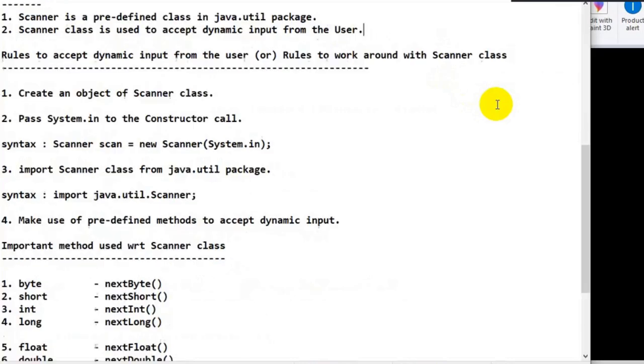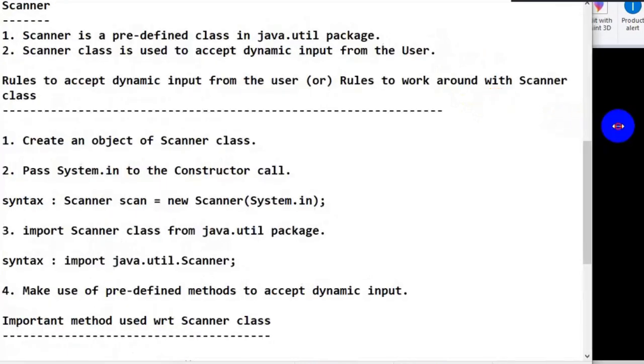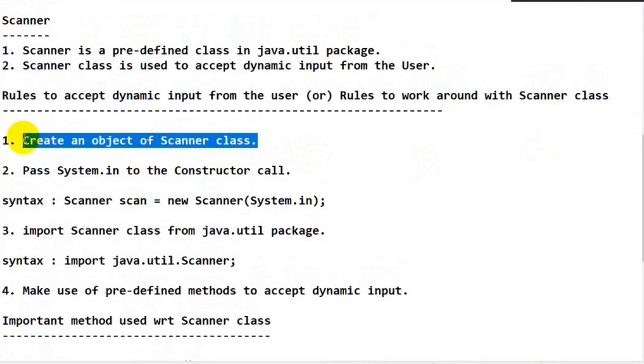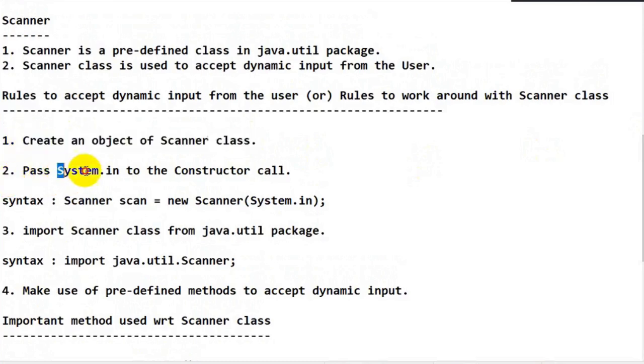Now, sir, what are the rules in order to accept dynamic input? Rule number one is we have to create an object of the Scanner class. After I create the Scanner object, we need to pass System.in to the constructor call. I create an object of the Scanner class, which is called a constructor call, and I am passing System.in to it. If I want to print data, I write System.out.println. Similarly, if I'm accepting input, I have to write System.in. From the system, I'm accepting some input. So these are the first two rules here.